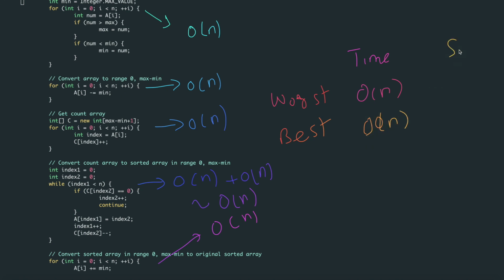Now what about the space complexity of this algorithm? We have initialized this count array, but apart from that, all other values occupy constant space. Because we use it only if max minus min is in order of n, the space is less than or equal to order of n. So the space and time complexity can be said to be order of n in the worst case. That is the space and time complexity of count sort.